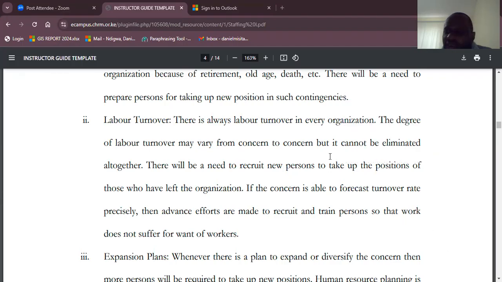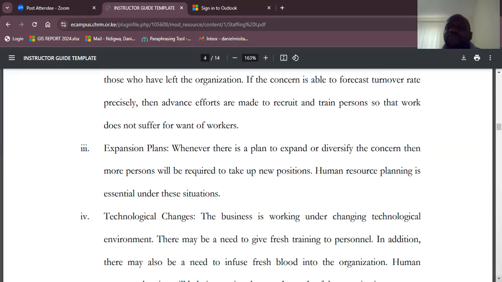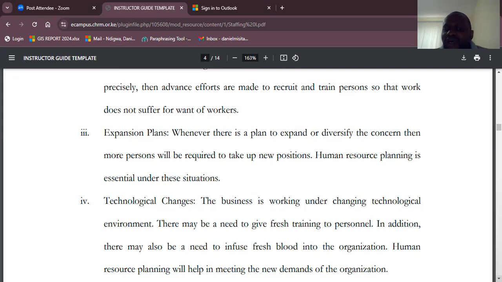Then another reason that might lead to needs is expansion plans. An expansion plan is where the organization, because they want to increase their capacity and their customer base, will feel that they want to expand their branches or diversify their business. For example, a good example I normally use is Equity Bank. Equity Bank started as a microfinance, and over the years, they have grown into a bank. Nowadays, they are trying to diversify their activities, and you can see that they have opened new branches of their Equity Afia so that they can also capitalize on the health sector and other issues.